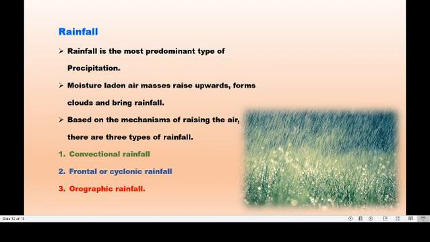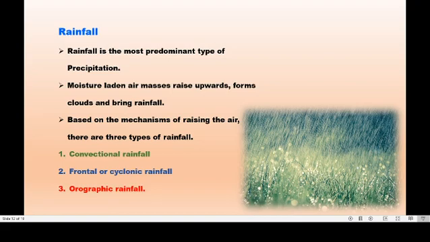Do you know how the rain occurs? As we had discussed earlier, the moisture-laden air masses, which have water molecules in them, rise up and form a cloud, and after reaching the condensation level, they fall back as rainfall, I mean as rain.